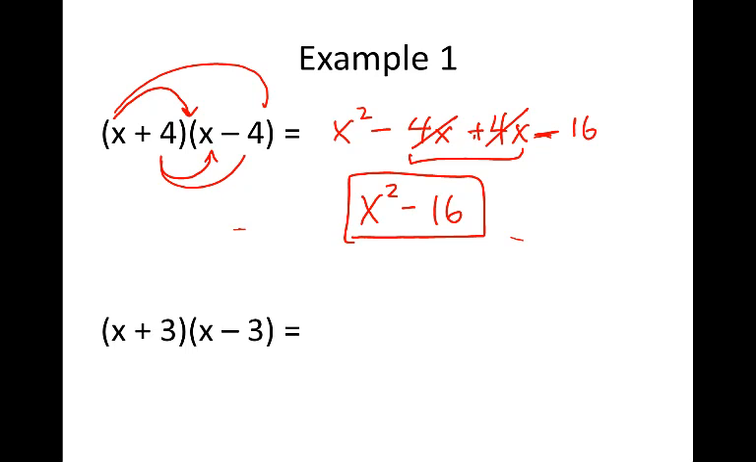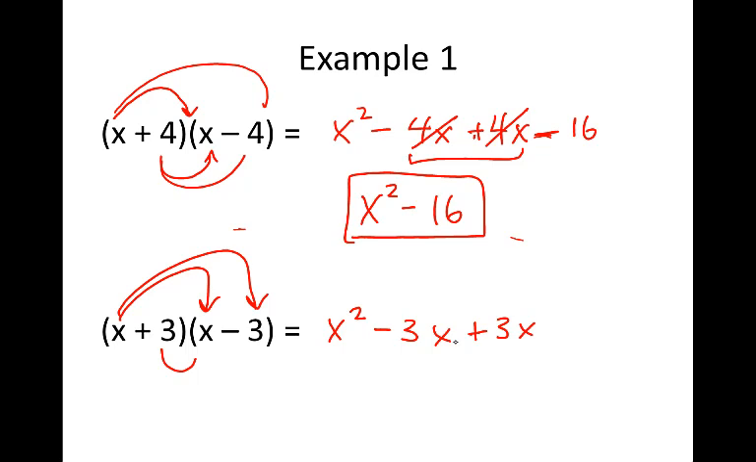Let's do one more. So x plus 3 times x minus 3. Pause the video, see what you do on this one. Welcome back. So x times x is x squared, and then x times a minus 3 is a minus 3x. 3 times x is a plus 3x. And then 3 times negative 3 is a minus 9. Again, what happens? These middle terms cancel out. And I'm left with x squared minus 9.